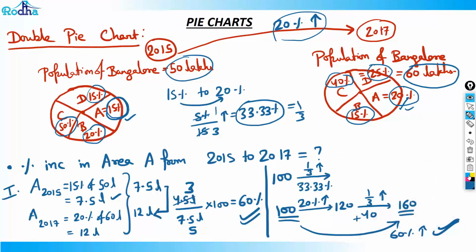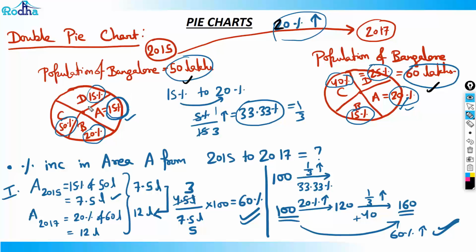Now see, what I told here is that from 2015 to 2017, this pie chart on the whole has increased by 20%, right? I hope you got it. This pie chart value on the whole has increased by 20%. From 2015, the population of Bangalore was 50 lakhs. In 2017, it was 60 lakhs. From 50 lakh to 60 lakh, the increase is 20%.